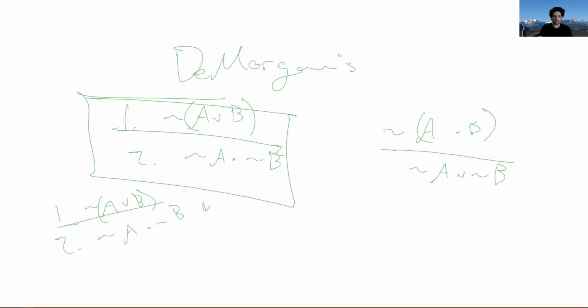And then what can you do? So that's De Morgan's, line 1. Then what can you do right from there? Well, now you have a conjunction. So now you can do simp. So you can do not A, 2, simp, and then you can do 4, not B, 2, simp.